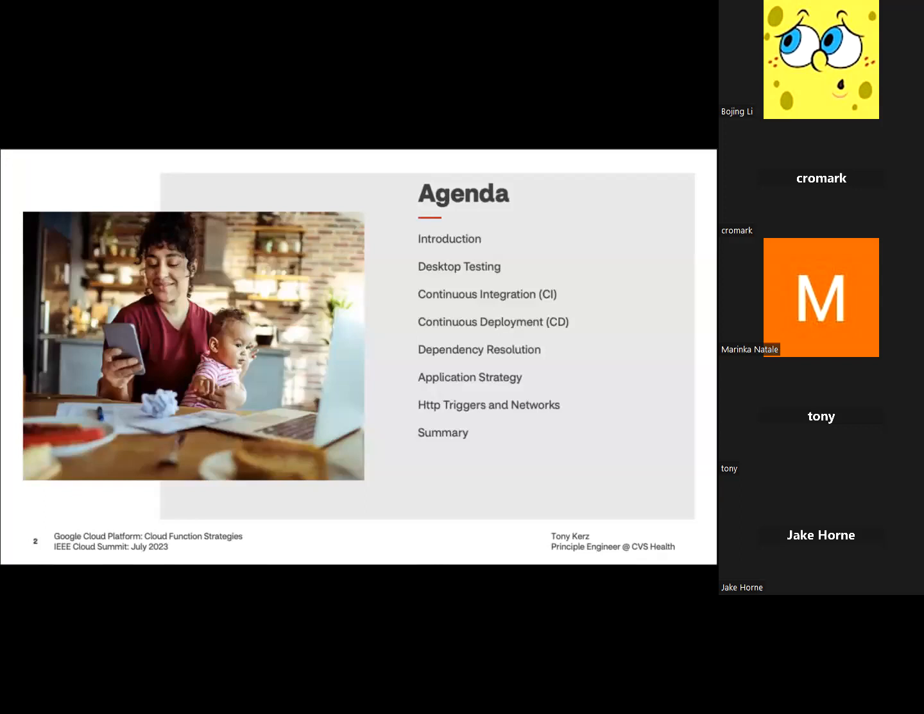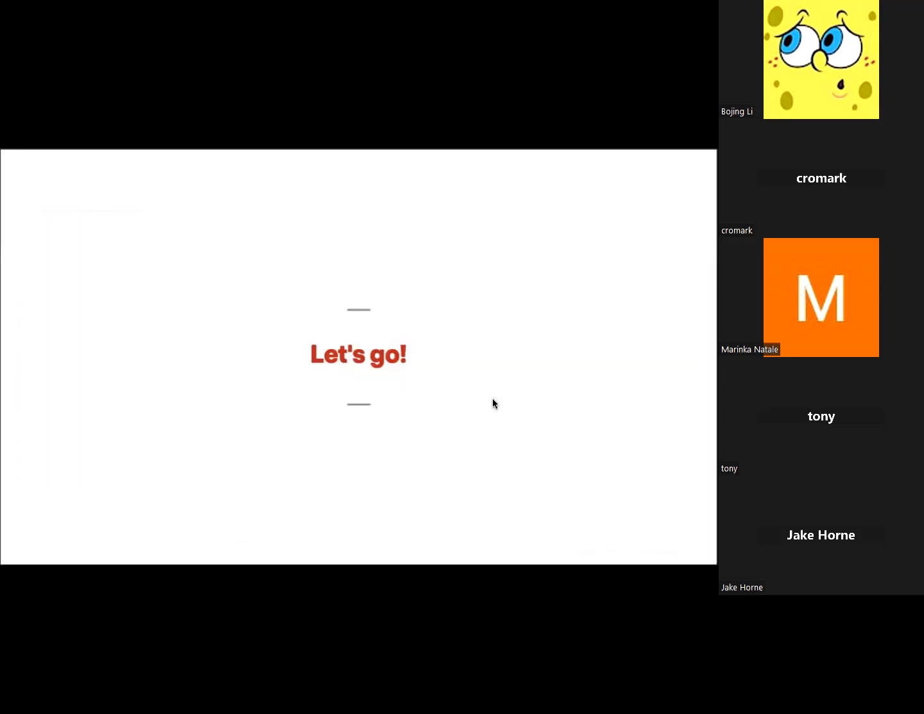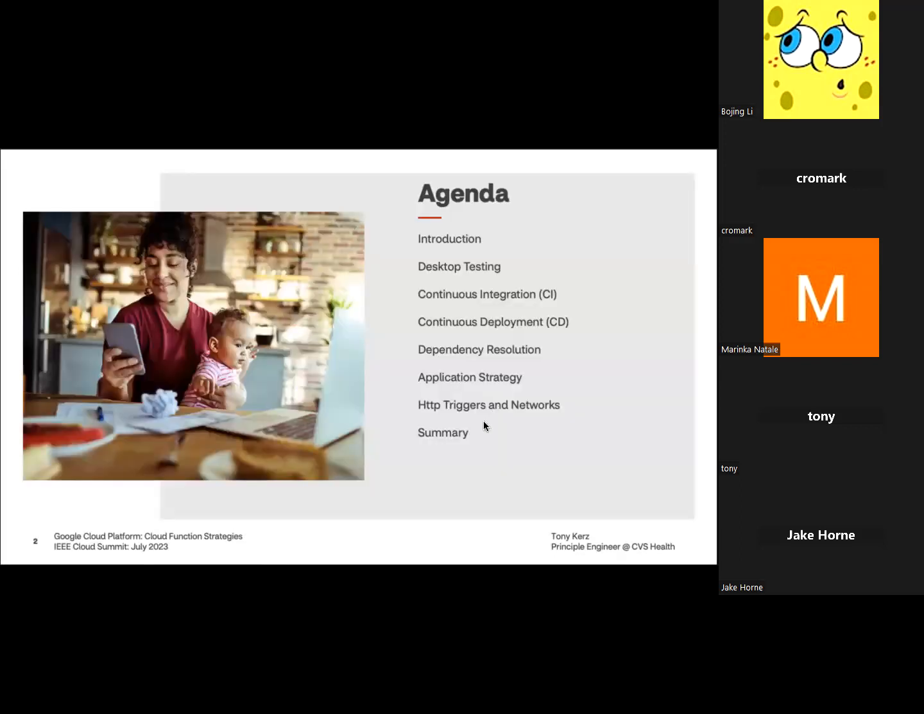All right, so we're just going to touch on a little bit of intro, and some practical things: how do you work with Cloud Functions on your desktop before you deploy them. Some CI aspects, CD aspects, dependency resolution, another strategy about different things to pack into a Cloud Function, and some other details or nuances that we got into having to do with HTTP triggers and some of our networking details.